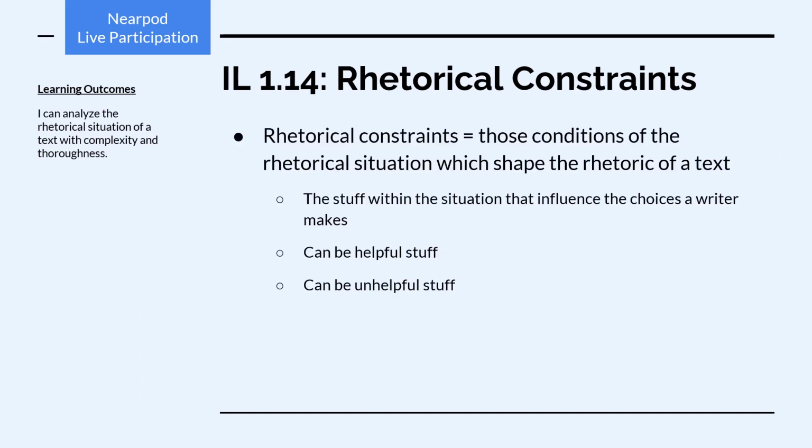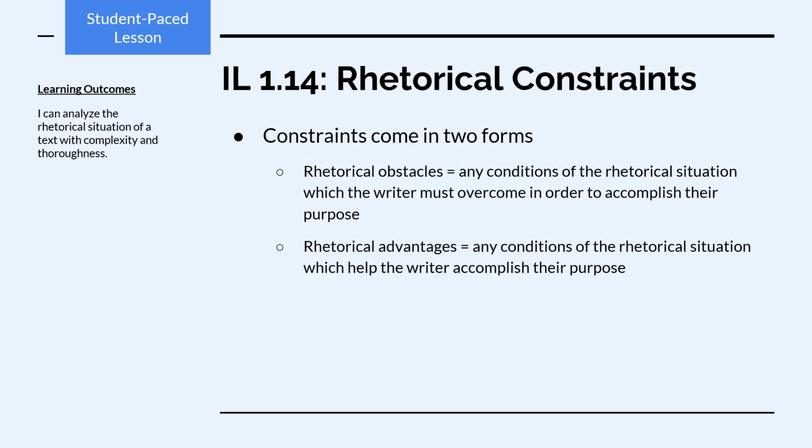Rhetorical constraints, then, can be said to be those conditions of the rhetorical situation which shape the rhetoric of a text. It's all the stuff within the situation that influence the choices that a writer makes. And it can be helpful stuff or unhelpful stuff. Rhetorical constraints come in two forms.